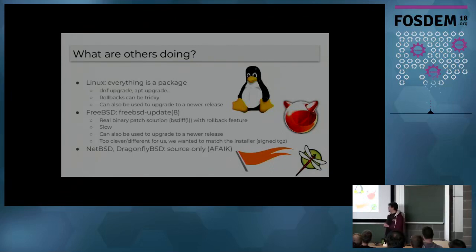Then we looked at FreeBSD. To be honest, we've been jealous of freebsd-update for quite a long time. We looked into implementing it, but it was quite complicated, much too clever for us, or at least for me. Also, it's very slow. It's horribly slow. And it's also a tool that will allow you to upgrade to a newer release, and that's something we didn't want to do. That's also part of the complication of the tool. And regarding NetBSD and DragonFly, as far as I know, it's source only.